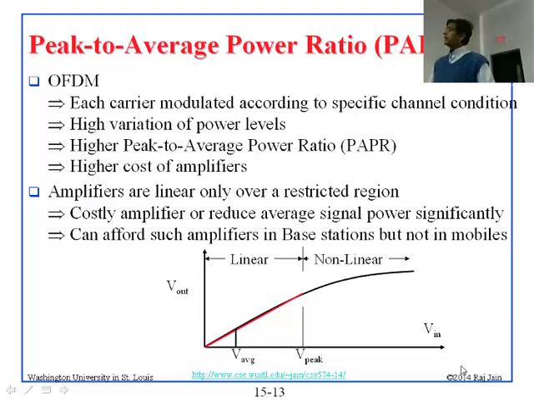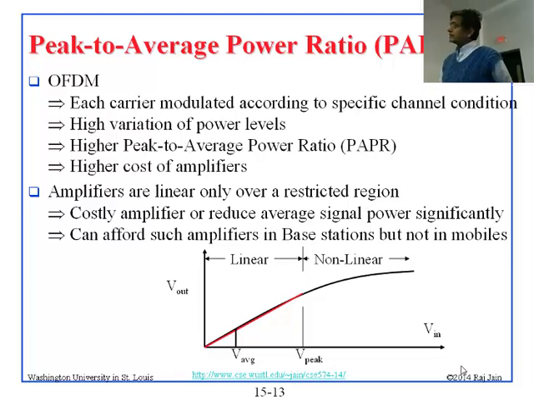The problem with OFDM is that every carrier has a different modulation, and therefore the peak could be very high, the average could be very low, and the ratio could be anywhere. Peak to average power ratio, PAPR.